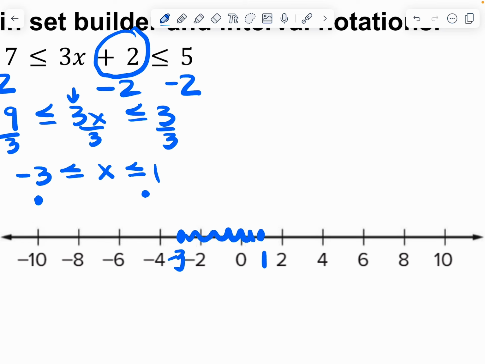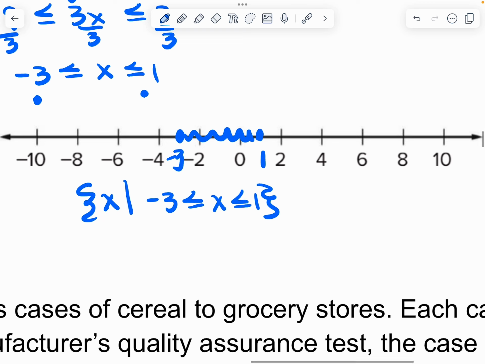And I forgot to write set builder notation above. So x such that -3 is less than or equal to x, which is less than or equal to 1. And then if I was doing interval notation, -3 is the lowest number, 1 is the highest number, and they're both included.